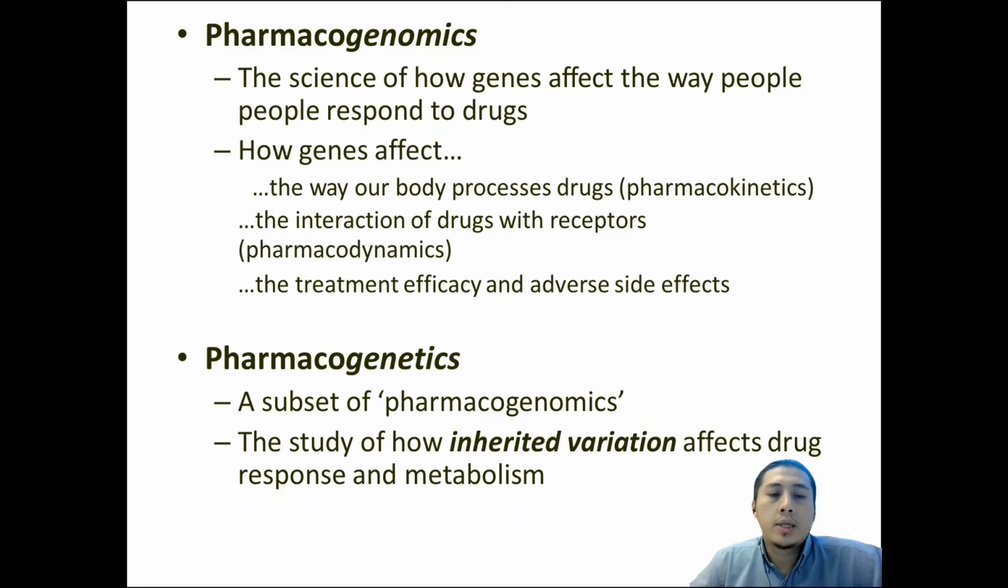And pharmacogenetics is actually a subset of pharmacogenomics. It is the study of how inherited variation affects drug response and metabolism. So the variation that is inherited from the parents, from the grandparents, affects drug response and metabolism. In the event that the father and mother experience ineffectiveness of a drug, then the offspring or the child might also inherit the same thing.